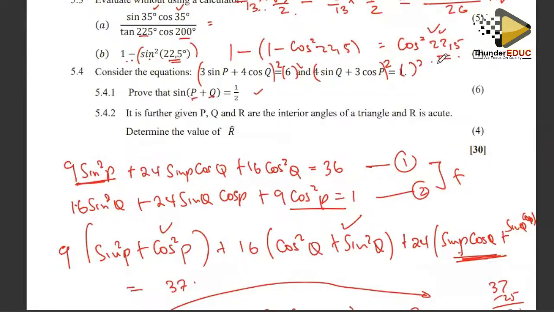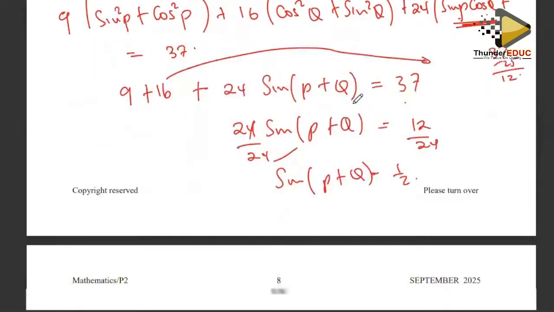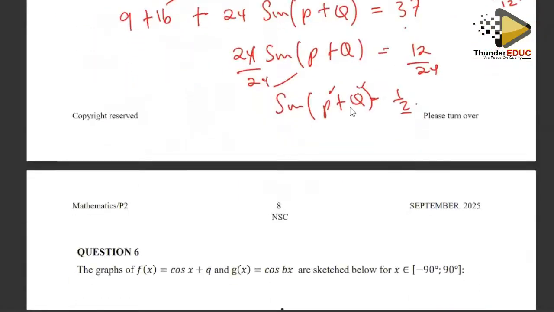Given that P, Q, R are interior angles of a triangle and R is acute, they want us to get the size of R. We know that sin of P plus Q is equal to a half, so if we can get R, we know P plus Q plus R must give us 180 degrees, so R is going to be 180 minus the sum of P plus Q.